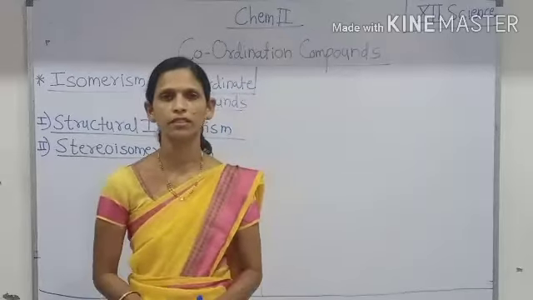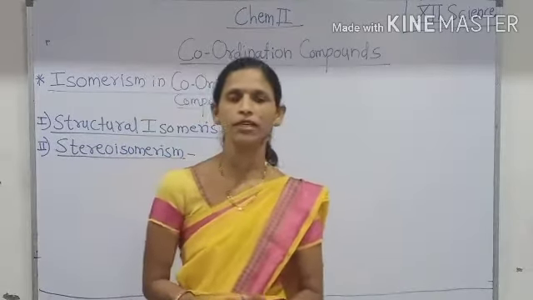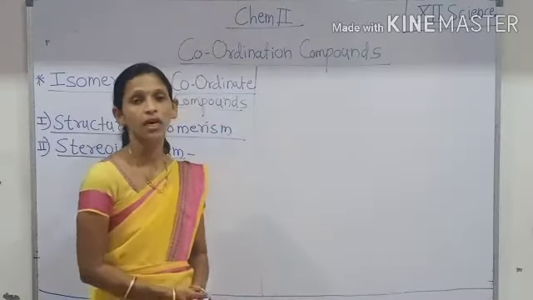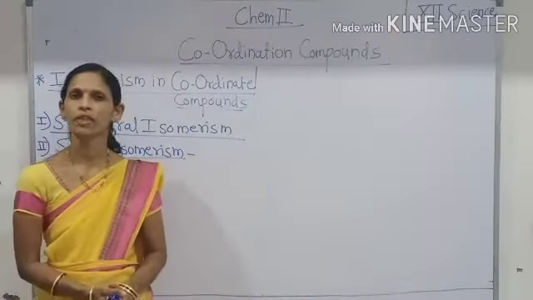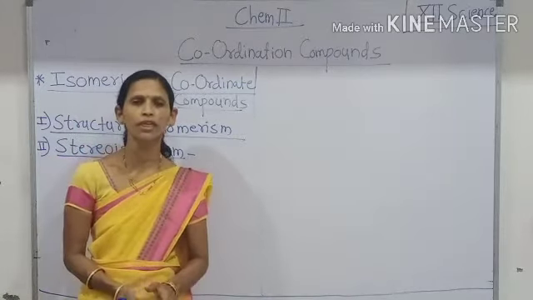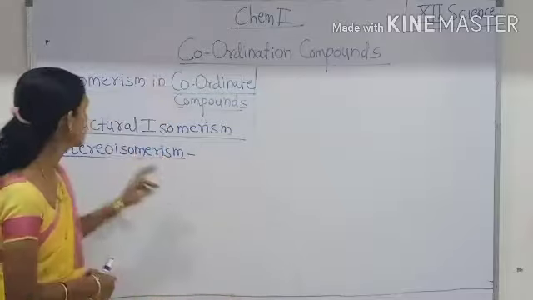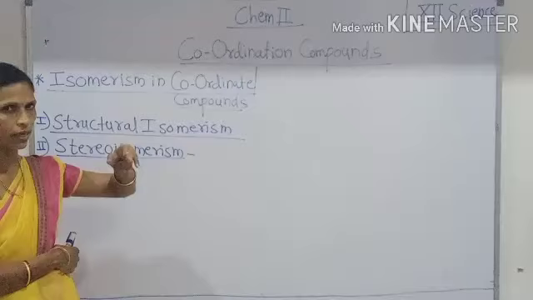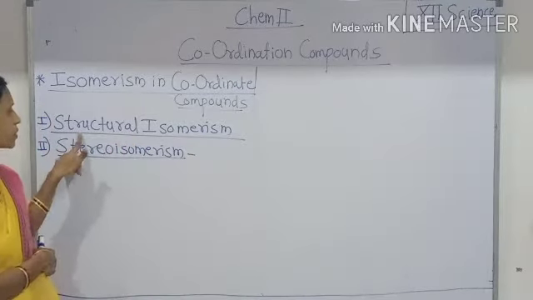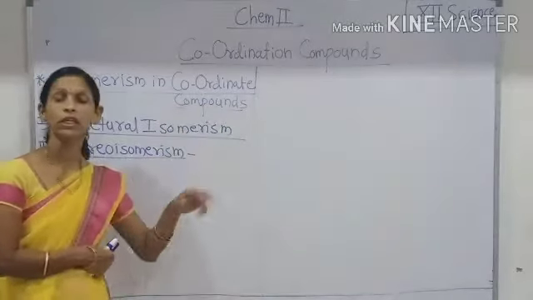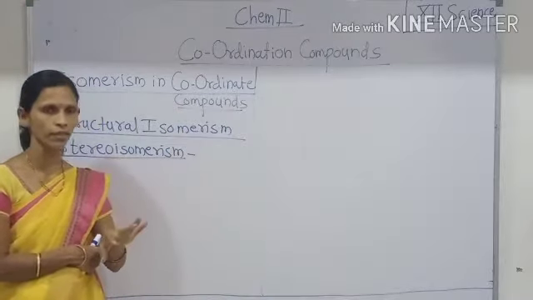Hello students, in the previous lecture we studied in detail about isomerism, that is, structural isomerism in coordinate compounds. See here, isomerism shown by the coordinate compounds is of two types. First, structural isomerism of coordinate compounds. It is again of four types.